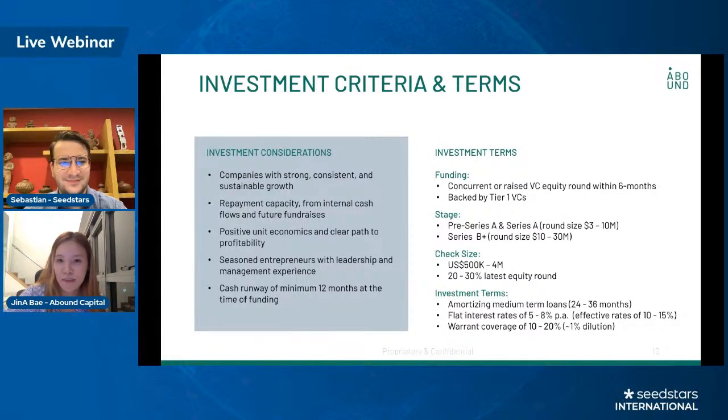Finally, in terms of investment considerations, we take into account the entrepreneur's commitment to social impact in the way we like to work with them.